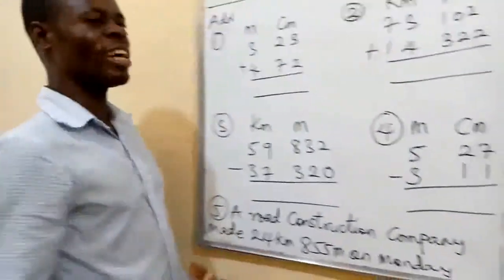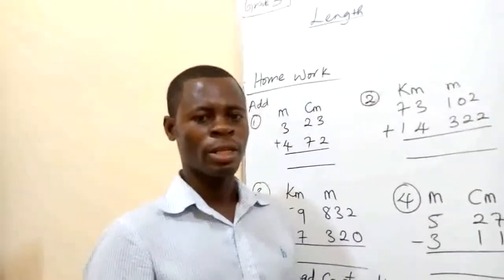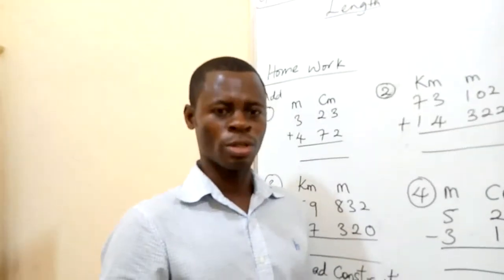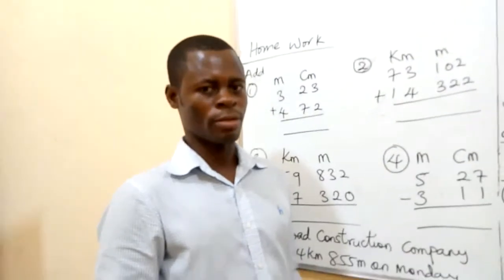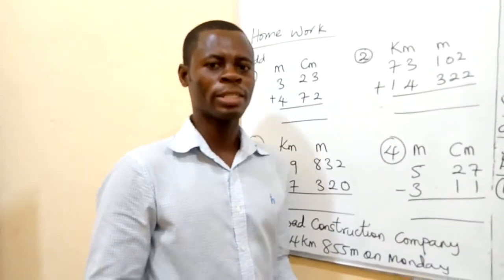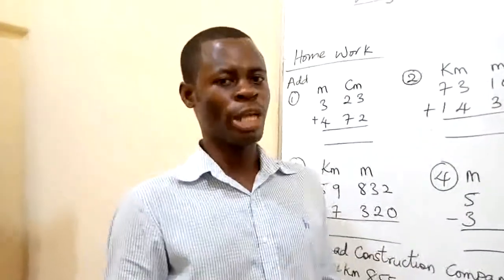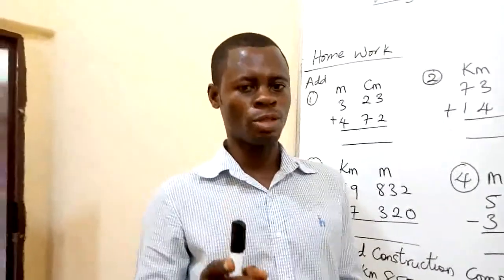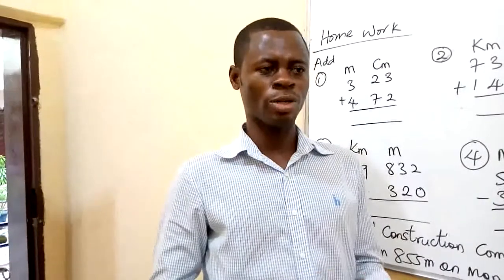So if you add the distance of road constructed on Monday and that constructed on Tuesday. So what's going to be the total distance or length of road that the construction company has made for the week? Alright, we're going to call it a day here. Please ensure you do my assignments, do them on time, come to school and submit them for marking.